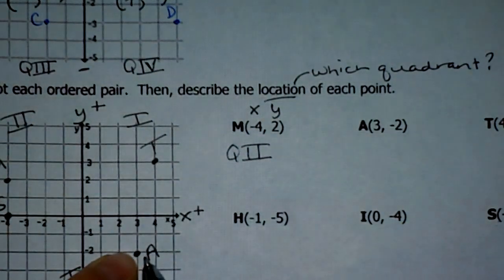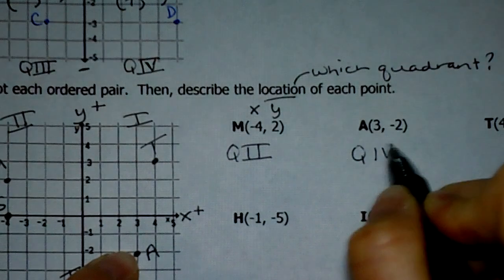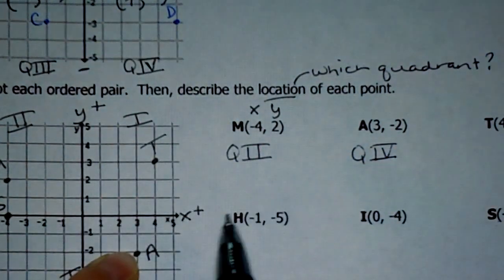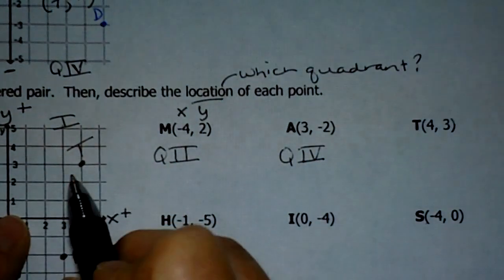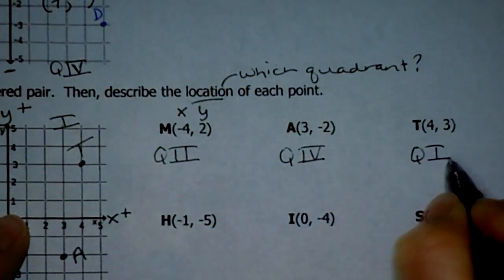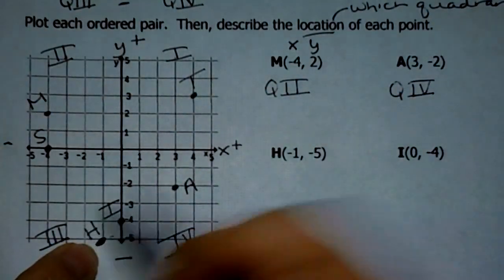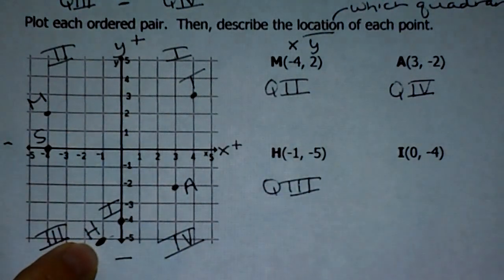Here's A. A is in quadrant 4. And we know in quadrant 4, positive, negative is quadrant 4, so that works. T is right here where it's positive, positive. That makes it quadrant 1. Here's H. H is in quadrant 3. And negative, negative means quadrant 3.